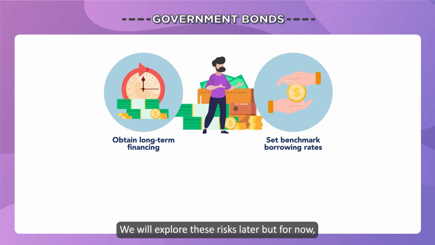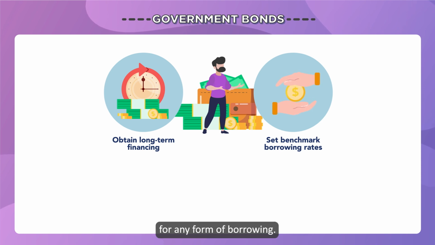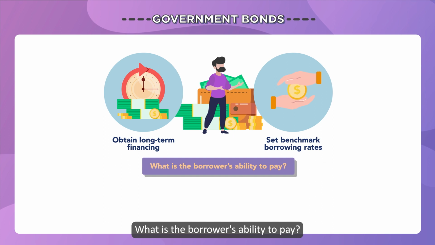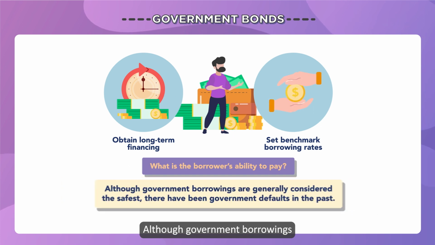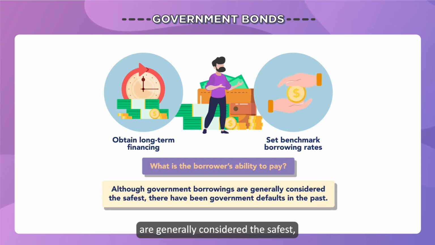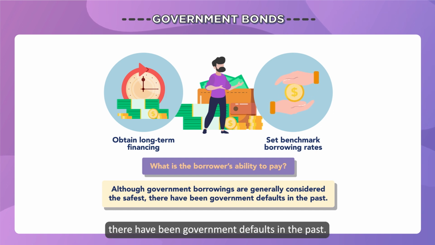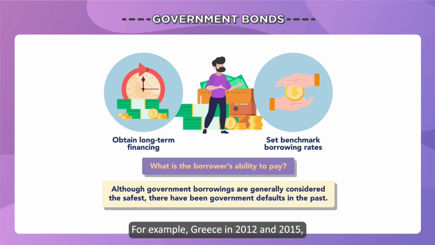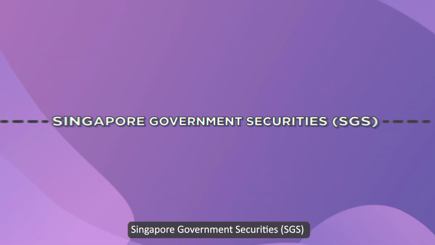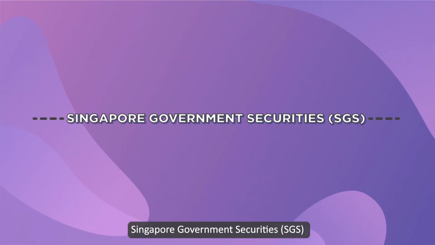We will explore these risks later, but for now, it is important to always ask the question that should be asked for any form of borrowing. What is the borrower's ability to pay? Although government borrowings are generally considered the safest, there have been government defaults in the past. For example, Greece in 2012 and 2015, Argentina in 2020, and Sri Lanka in 2022 were all unable to meet their bond payments.